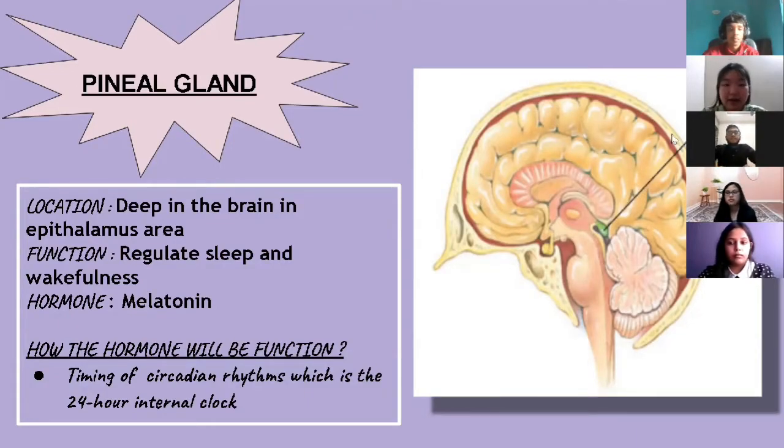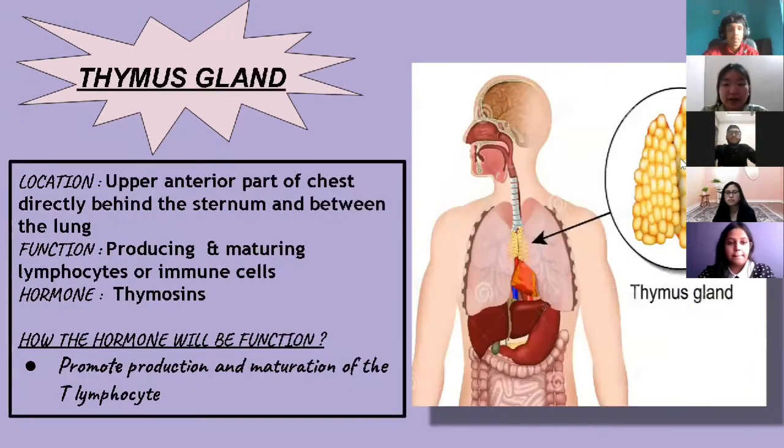Next slide. Last but not least, the last organ that I will introduce is the thymus gland. The thymus gland secretes the hormone called thymosin. It helps to promote the production and maturation of T lymphocytes. That's from me. Thank you.